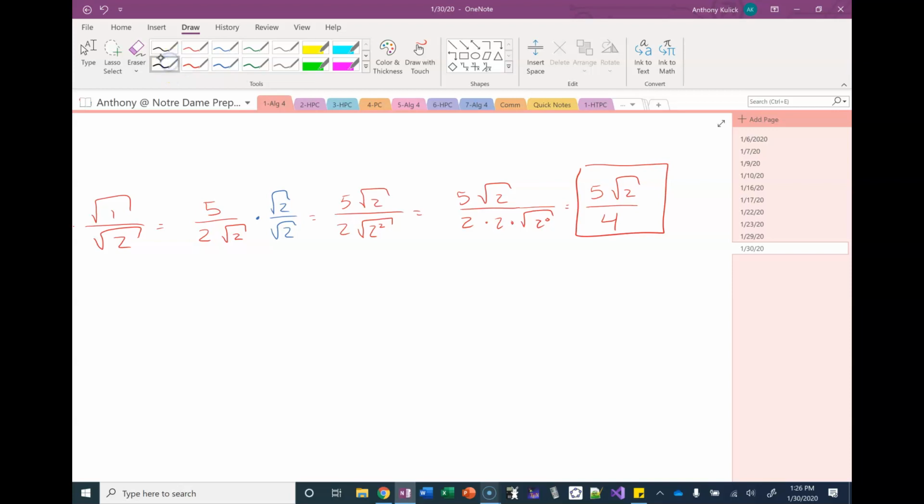Let's do another one of these. We'll do it the long way again, and then we'll start trying to shorten up this process and not write down quite as many things. Okay?